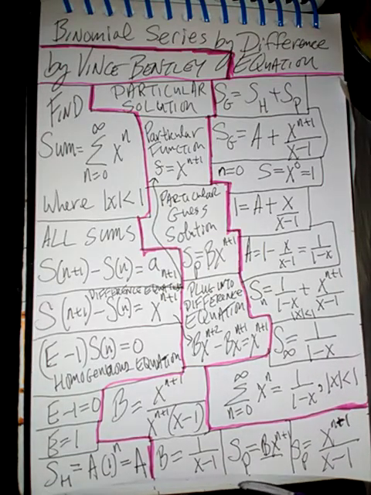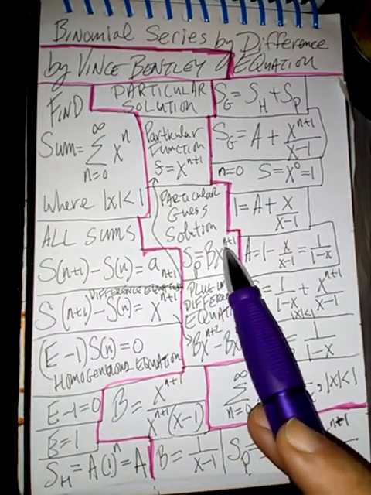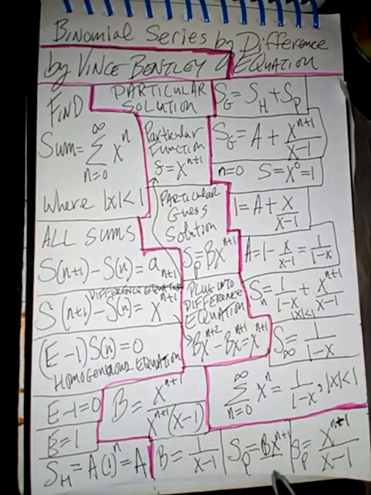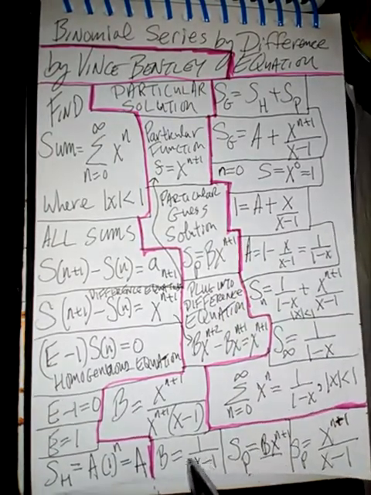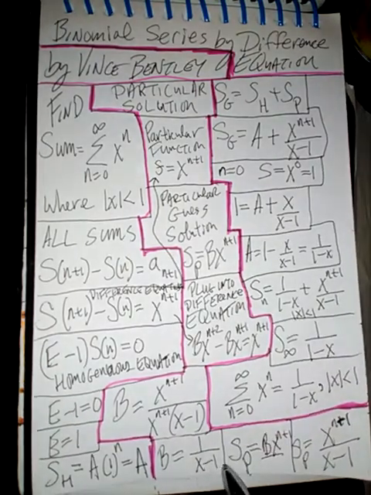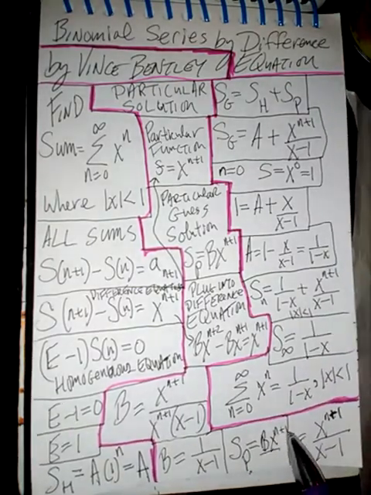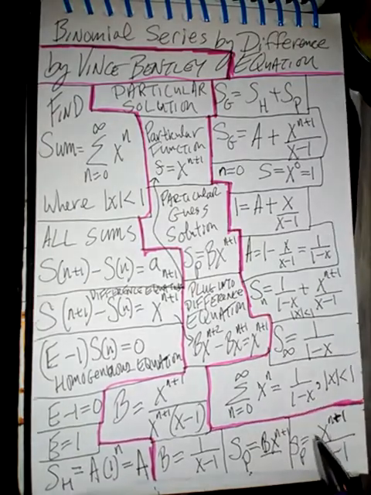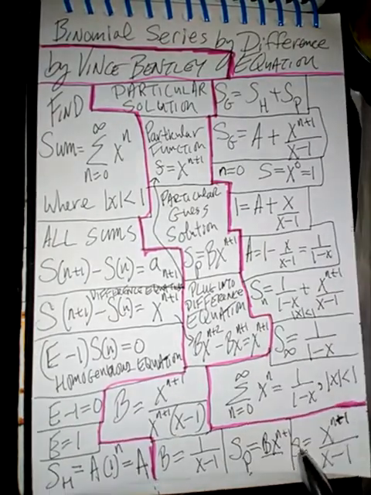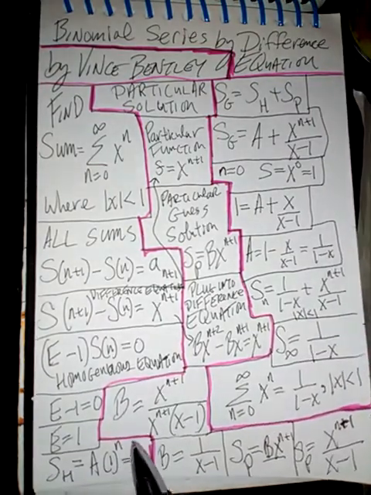So our particular solution will be b times x to the n plus 1, which is what we said before. And so now we know who b is, so we'll take b and stick it right into here. And so 1 over x minus 1 times x to the n plus 1. So this is our particular solution. This is our homogeneous solution.